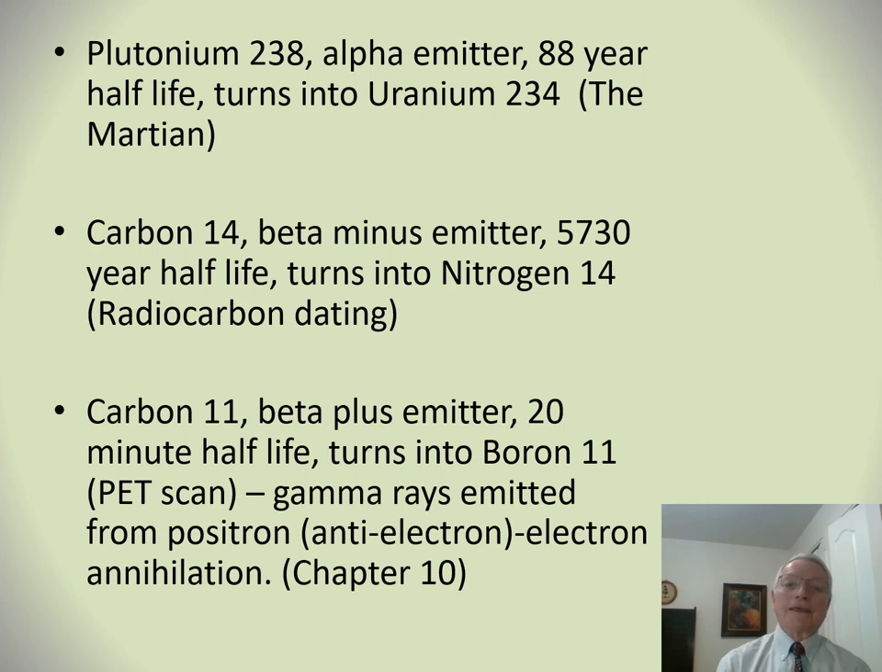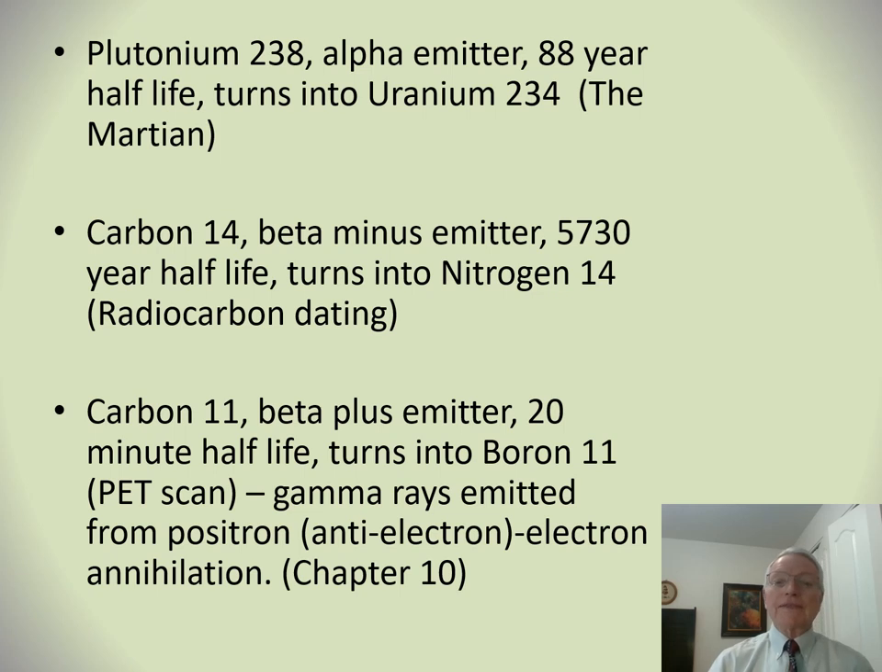Okay, so here are some examples of things that are radioactive. Plutonium-238 is an alpha emitter. It has a half-life of 88 years. It turns into uranium-234. And this is the thing that's used in the RTG in The Martian, the thing that's really hot and that he's not supposed to mess with. That's got some of this plutonium in it. And the alpha particles come out with enough energy to get it really hot.